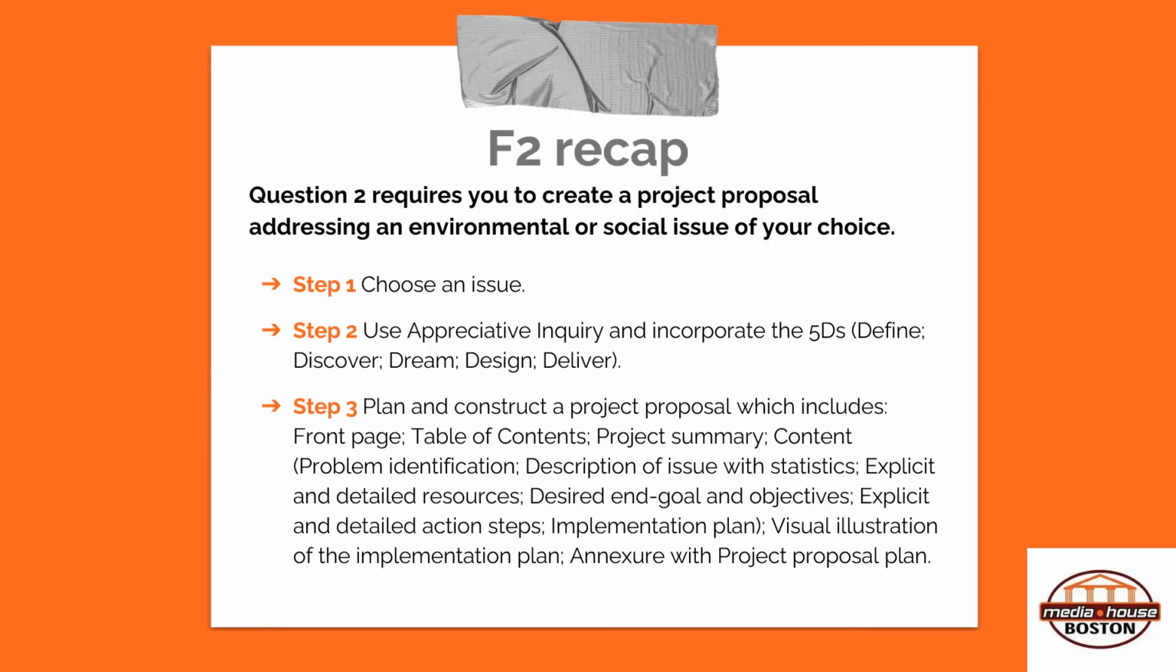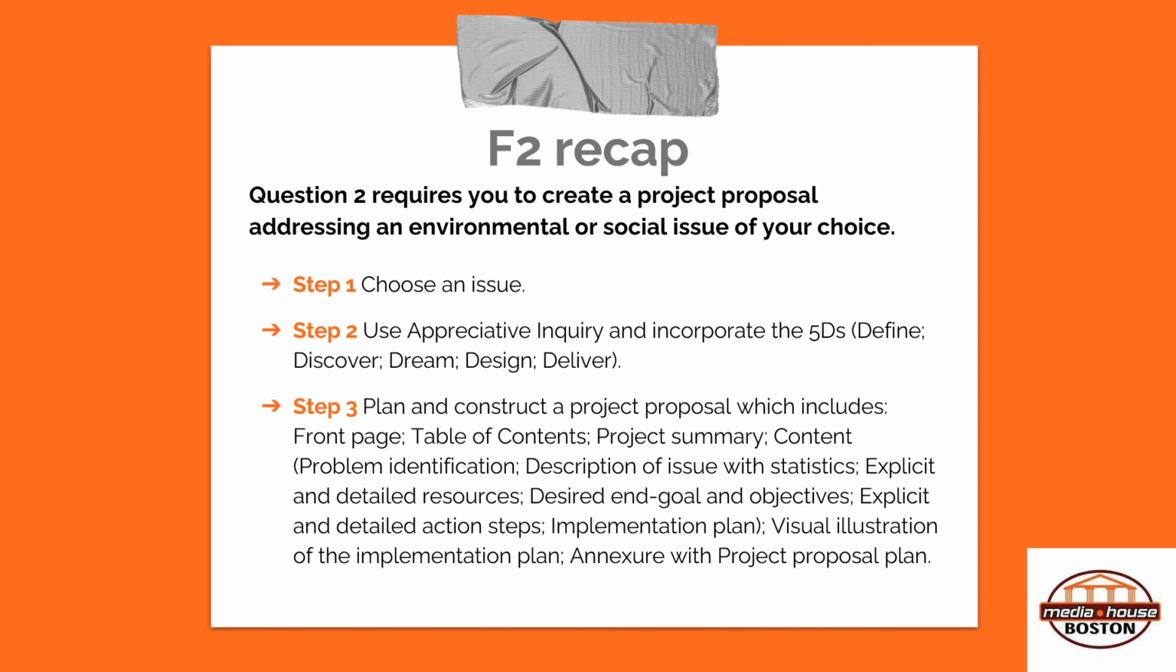So I would like you to look again at your formative assessment 2, at question 2. That question requires you to create a project proposal addressing an environmental or social issue of your choice. So you need to choose an issue, use appreciative inquiry and incorporate the 5 Ds: define, discover, dream, design, and deliver. And then you need to plan and construct a project proposal, which includes, as we've just discussed, a front page, contents, project summary or abstract.